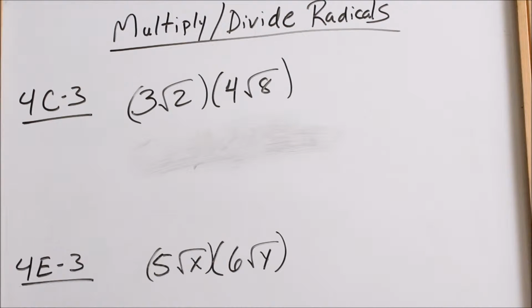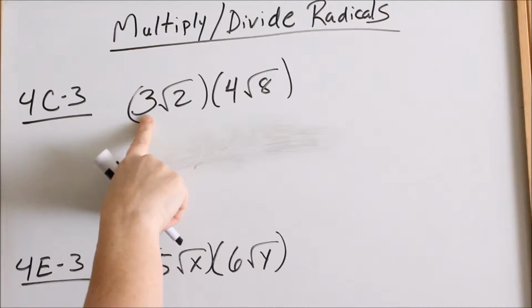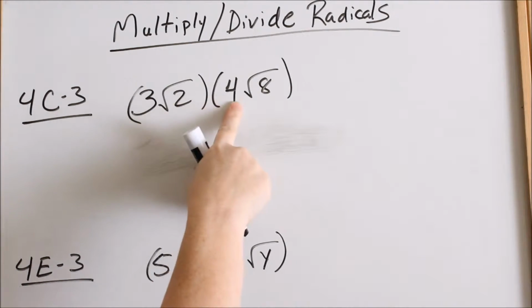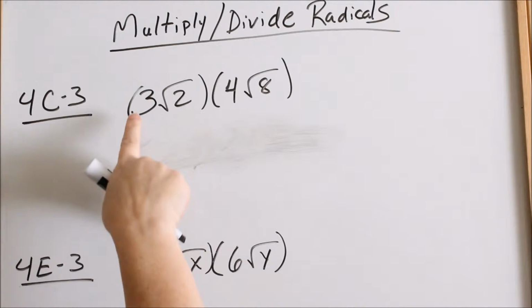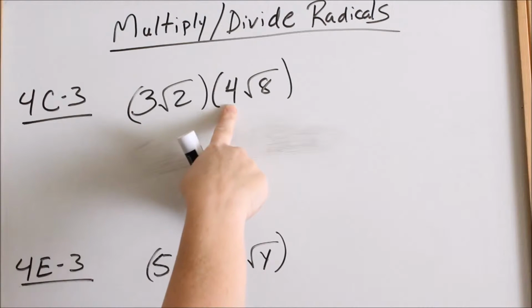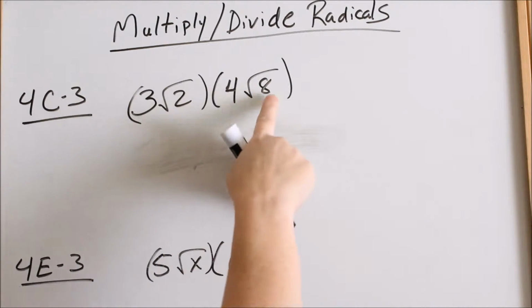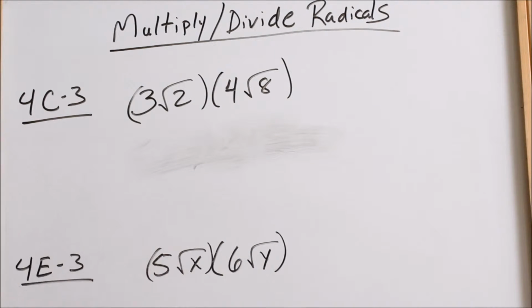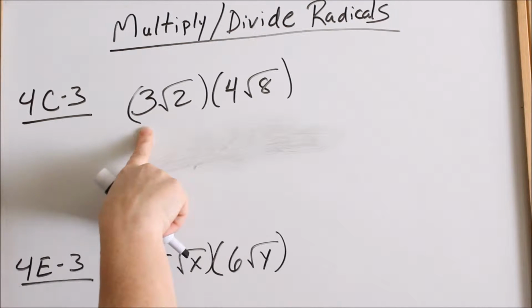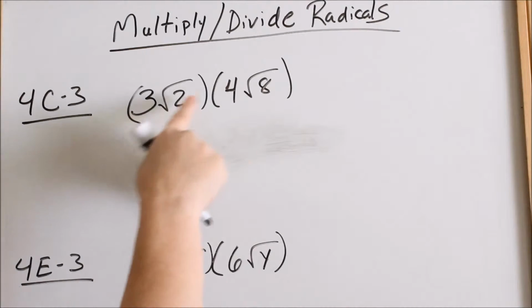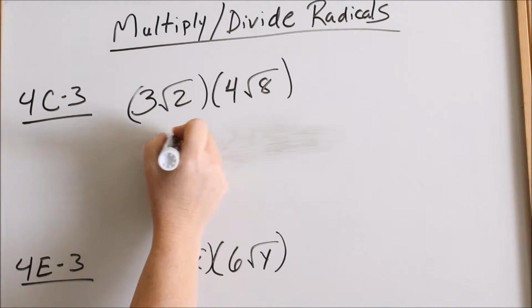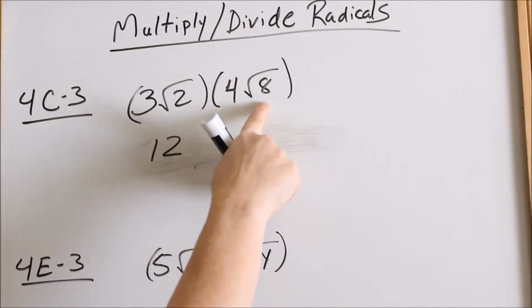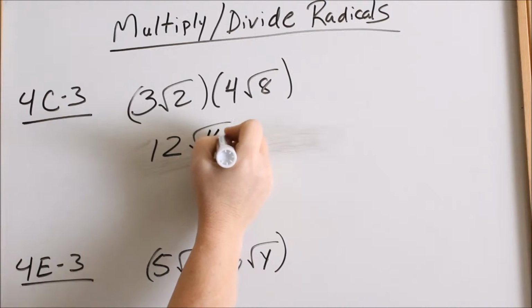So here we would do, because this means 3 times square root of 2 times 4 times square root of 8. So you could rearrange things if you wanted to and write your 3 times 4 next to each other, then square root of 2 times square root of 8 next to each other, because multiplication is commutative. But I just go from here, numbers to numbers, radicals to radicals. Numbers to numbers, 3 times 4 is 12. Square root of 2 times square root of 8, square root of 16.